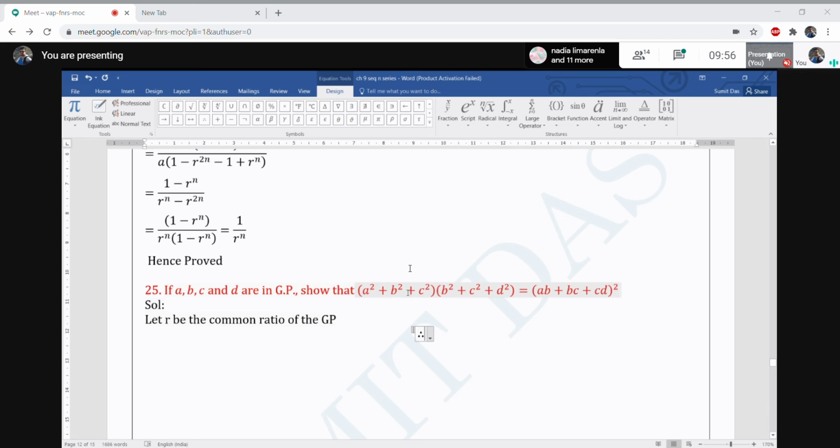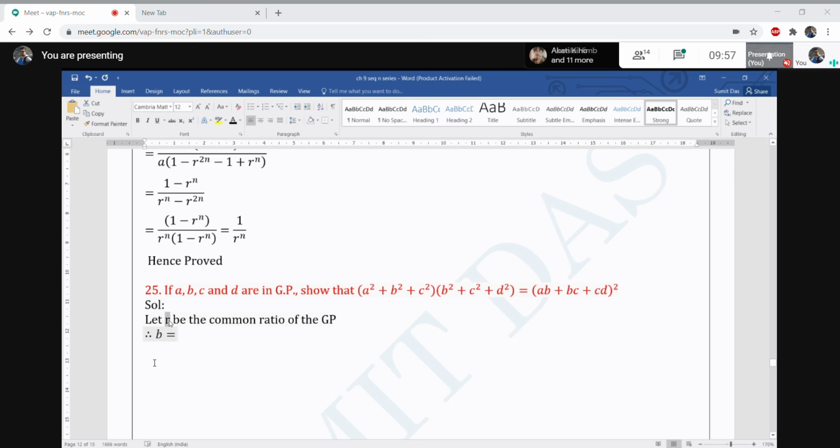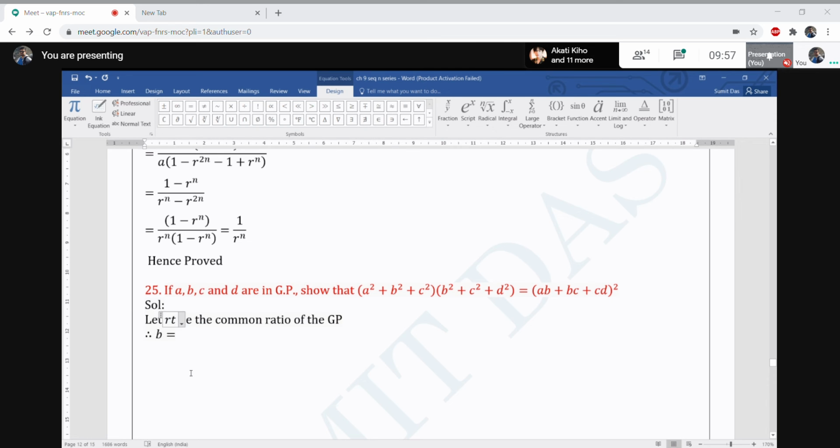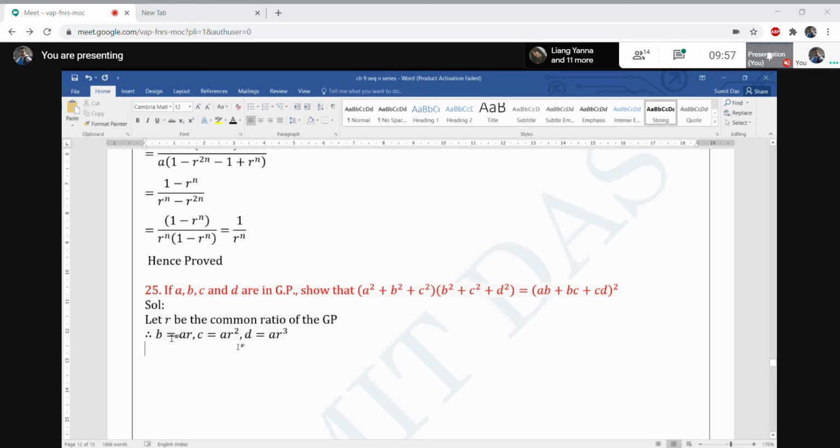If r be the common ratio, can anyone tell me what will b be equal to? b is the second term, right? b equal to ar. Similarly, c will be equal to ar square. Similarly, d equal to ar to the power 3. Understood? So basically in this part we have to replace a, b and c with these values and we will get the answer.